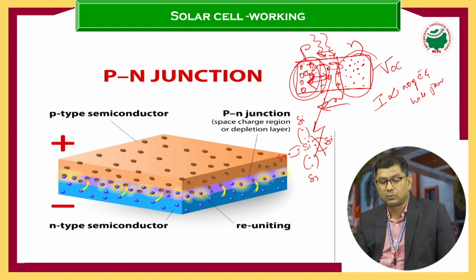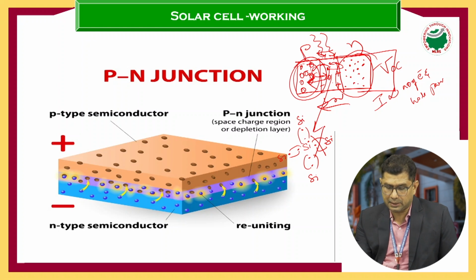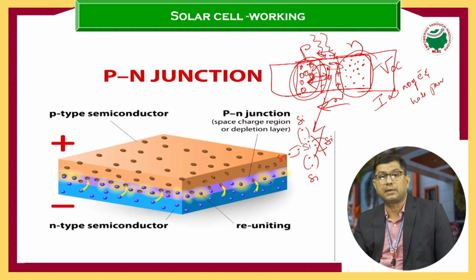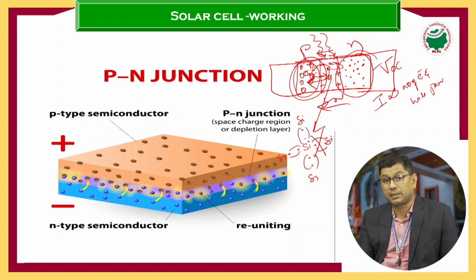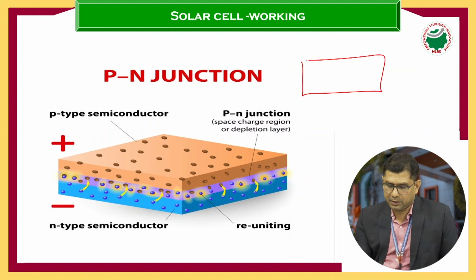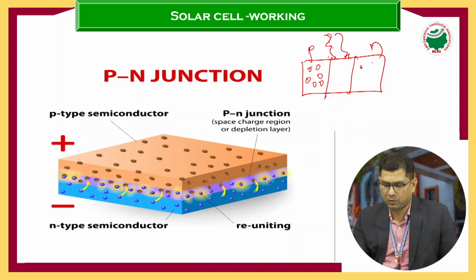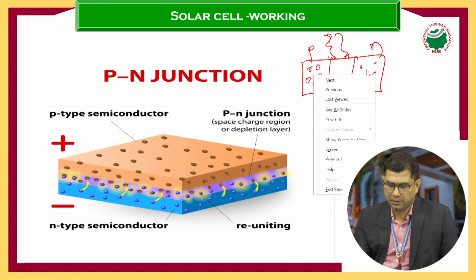If you want to increase the voltage, you have to increase the size of the P side and N side semiconductor. If you want to increase the open circuit voltage, you have to increase the size of the semiconductor. Here this is about the P-type and N-type semiconductor. Because of the incident light, more holes appear on the P side and more electrons appear on the N side.